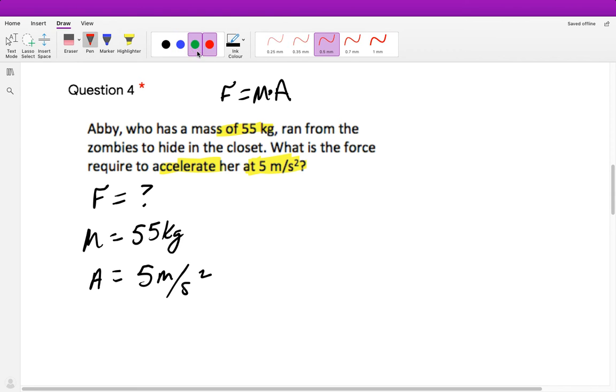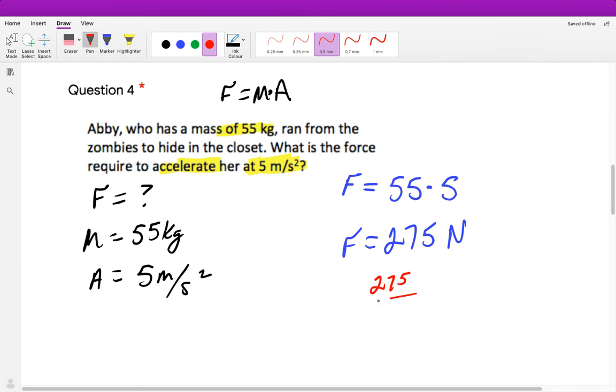So this one's going to be even easier, because now when we substitute in, we don't know our F. We are simply going to get 55 times 5. And 55 times 5 is going to be equal to 275 newtons. All right, but like I said, on your answer, you would have written 275 just to make it easier for you.